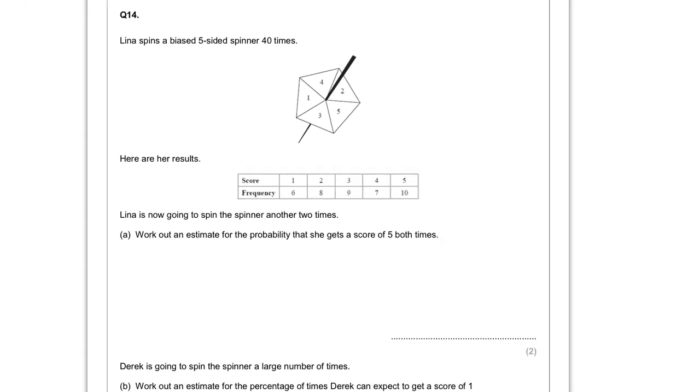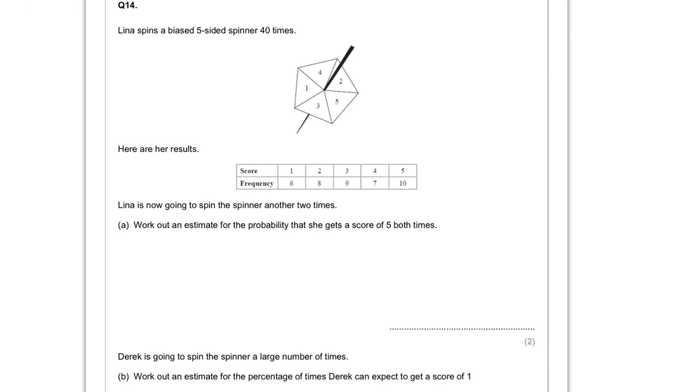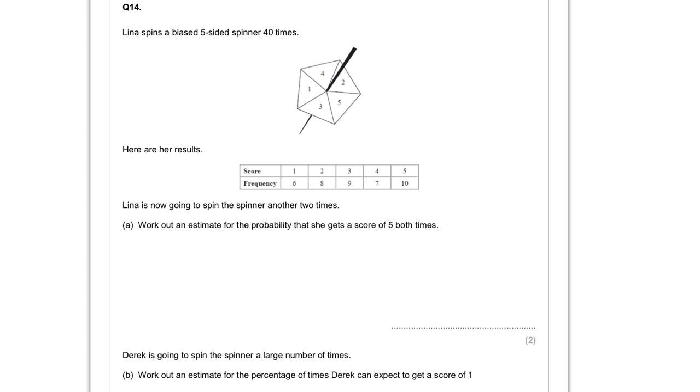Okay, question 14. We have probability. So, here is the frequency and the score, and she's now going to spin another 2 times. Work out an estimate for the probability that she gets a score of 5 both times. First of all, what is the probability of getting a 5? The probability is 10 out of this total frequency, which is 10 out of 40, 1 over 4.